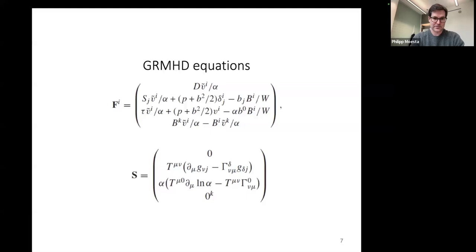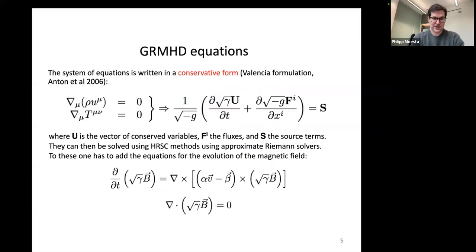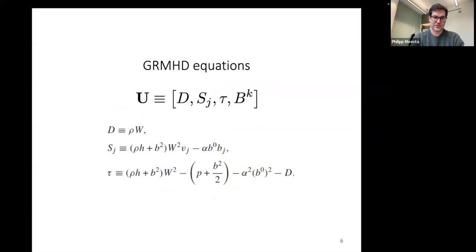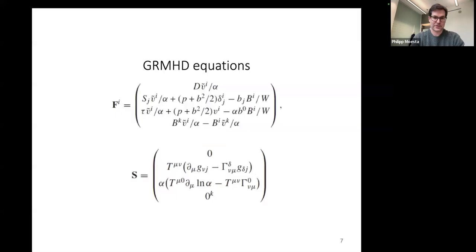Okay, so what is on the left-hand side here, this U, is the time evolution that we want to find for these quantities. And now what we still have to find are the fluxes and the source terms. You see those now for the state vector in the same order as before. So we have this for D, this for Sj, for tau, and then for the magnetic field. And you see that the fluxes are a relatively complicated expression.